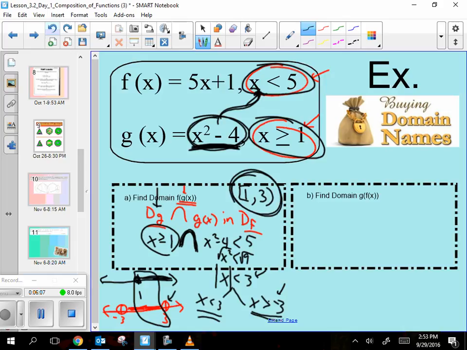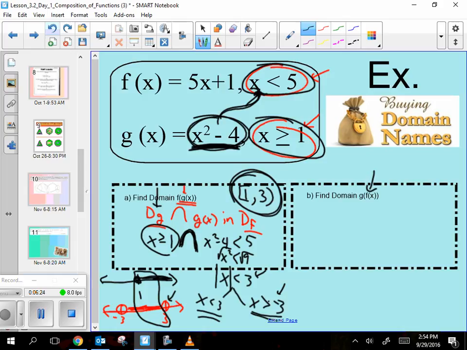That was my domain for these two functions, one inside the other. Now you might think, since this is just having them reversed, you know, the f is now on the inside, that it'd be just super simple. Nope, we got to do the whole thing.